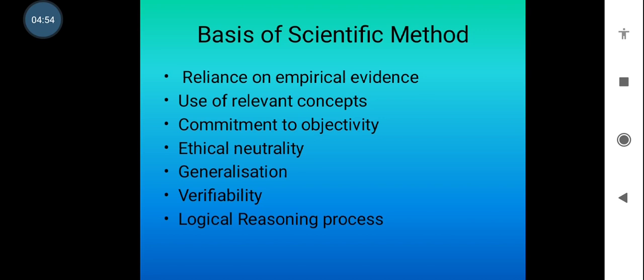Last one is verifiability. The conclusions arrived at by a scientist should be verifiable. He must make known to others how he arrived at his conclusions. He should thus expose his own methods and conclusions to critical scrutiny. When others test his conclusion under the same conditions, then it is accepted as correct.